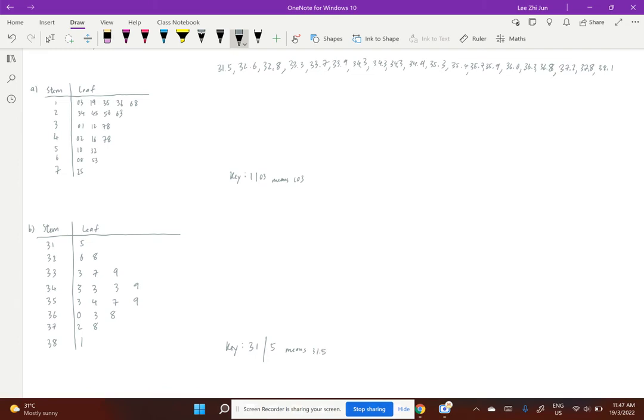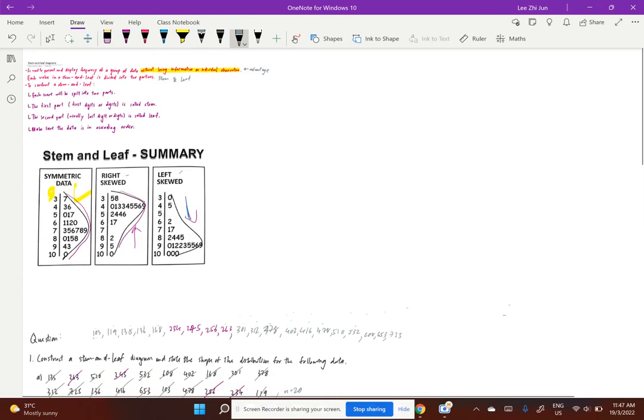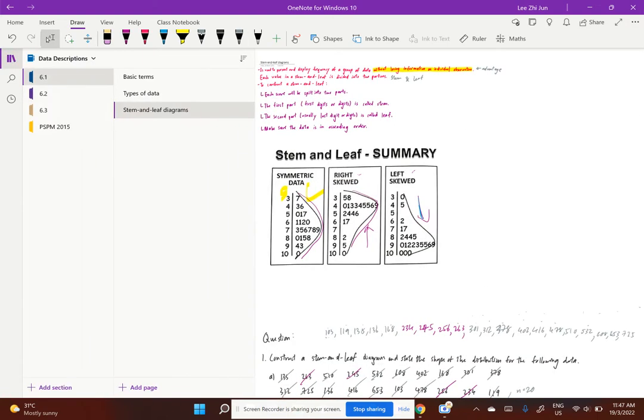Okay, so here's the end of 6.1. So I will go to 6.2, which is the measure of location.